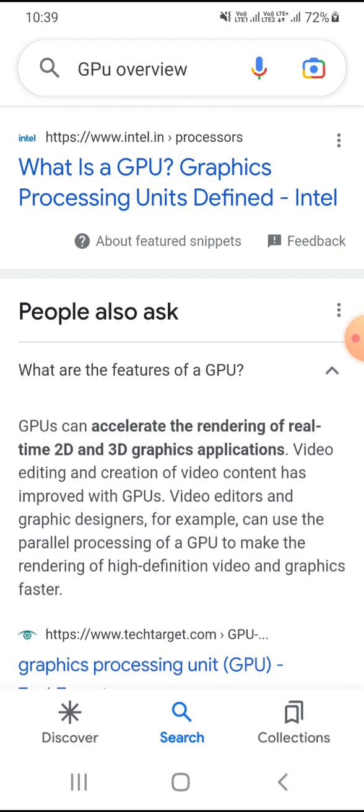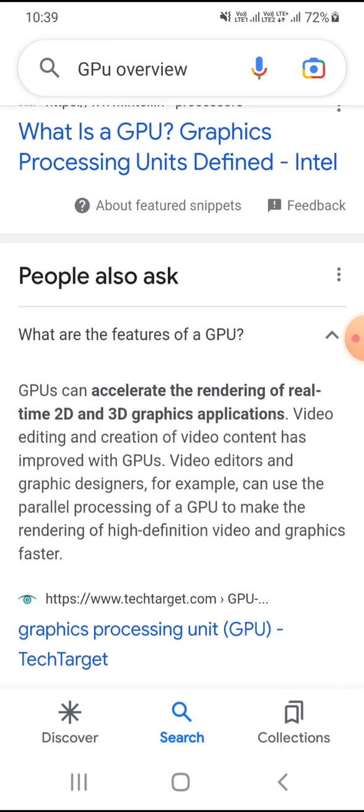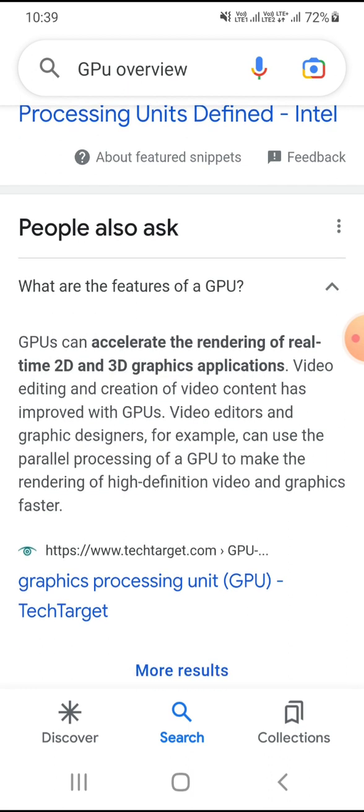So what are the features of a GPU? A GPU accelerates the rendering of real-time 2D and 3D graphic applications. Video editing and creation of video content has improved with the GPU. Video editors and graphic designers, for example, can use the parallel processing of a GPU to make the rendering of high definition video and graphics faster.